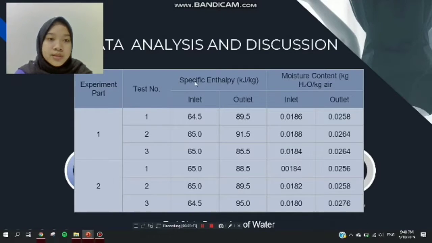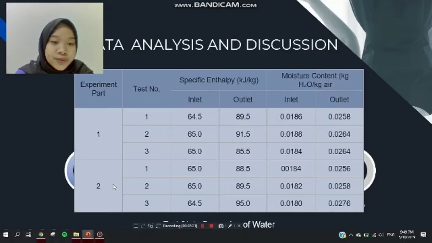For data analysis and discussion, for specific enthalpy and moisture content, we take the numbers from the psychrometric chart. For experiment part 1, the airflow rate is the one that we manipulate. We can see the inlet specific enthalpy shows an increment, while for the outlet specific enthalpy there is uncertainty in the value. The moisture content also shows uncertainty in its value.